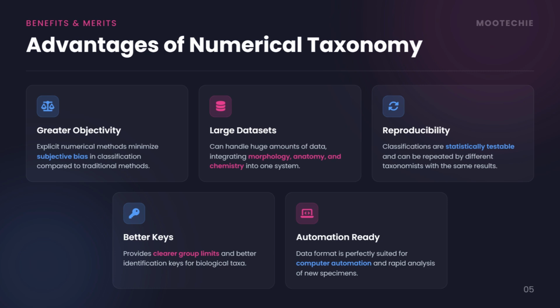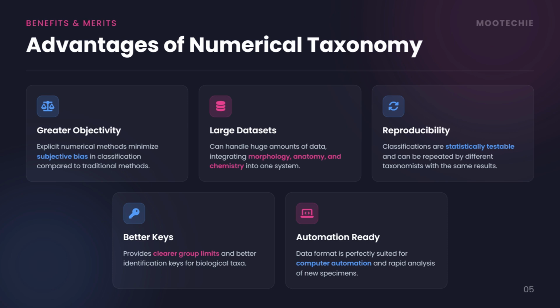Reproducibility. Classifications are statistically testable and can be repeated by different taxonomists with the same results. This consistency is a cornerstone of good scientific practice. Better keys. Provides clearer group limits and better identification keys for biological taxa. This directly helps field biologists and students identify unknown organisms more accurately. Automation ready. The data format is perfectly suited for computer automation and rapid analysis of new specimens. This makes it highly efficient and scalable for modern biodiversity studies.